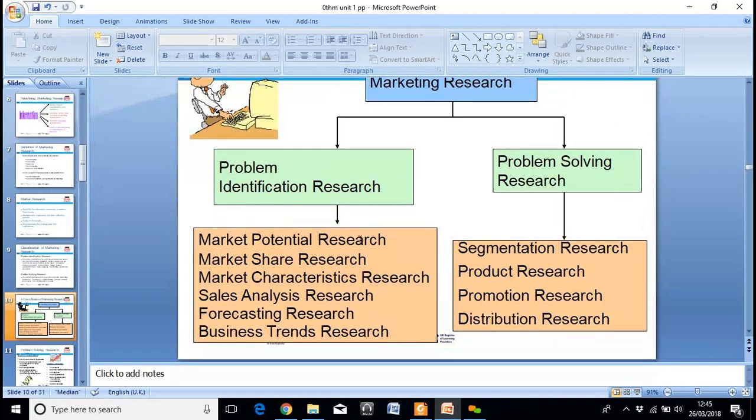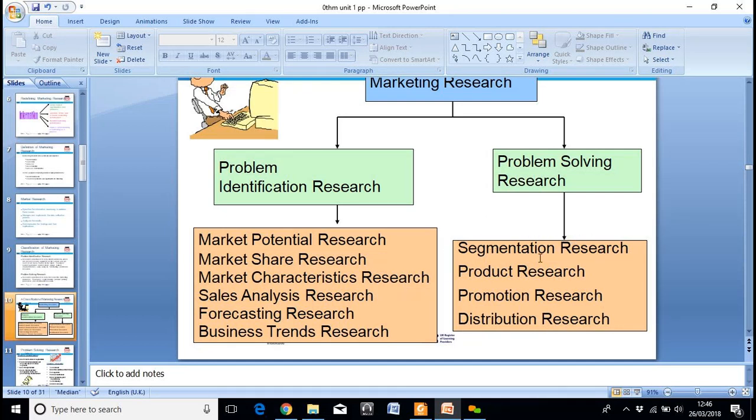Marketing potential research, marketing share research, marketing characteristics research. That was the example I gave you. That was one of the characteristics. Somebody that was going online with the intention of buying, but then not actually doing it. And there must be a reason for that. And the analysis or the research was to find out why that was happening.